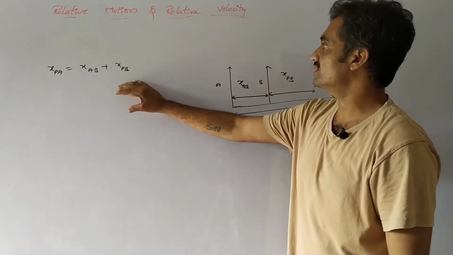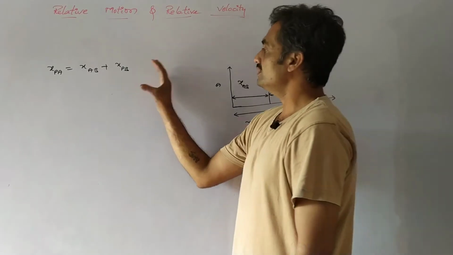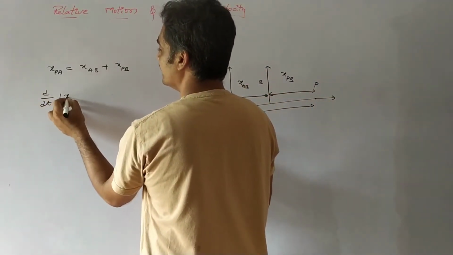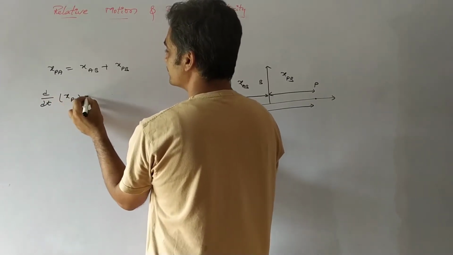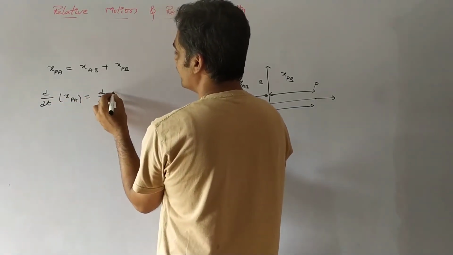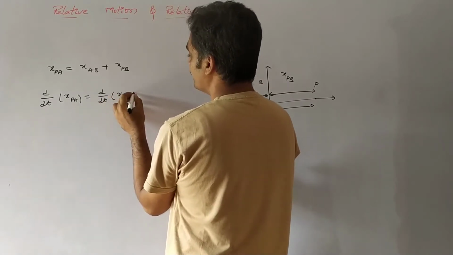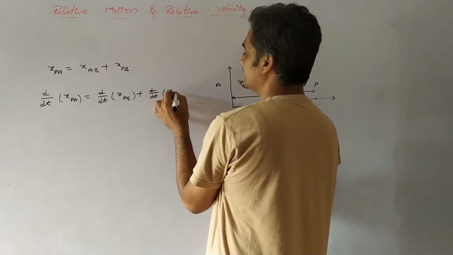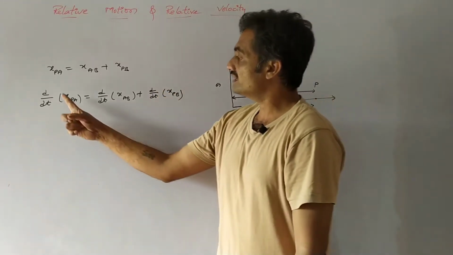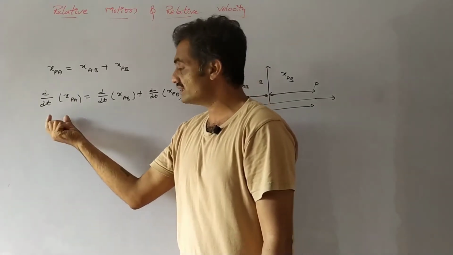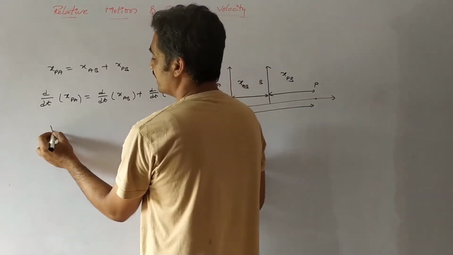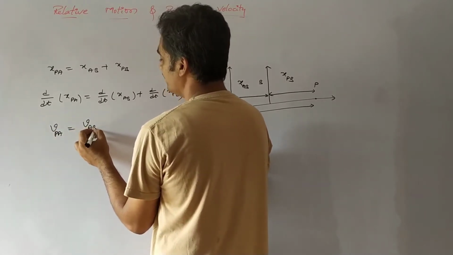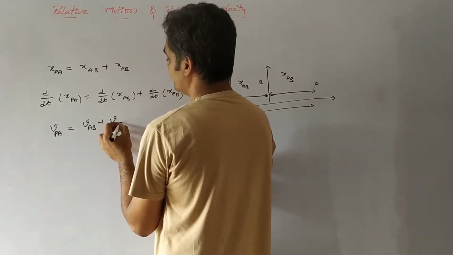Now based on this relative motion, we have to find the relative velocity. In order to find this, let us differentiate this equation with respect to time. d by dt of x suffix PA is equal to d by dt of x suffix AB plus d by dt of x suffix PB, where we know that the rate of change of displacement is nothing but velocity. So we can write v suffix PA is equal to v suffix AB plus v suffix PB.